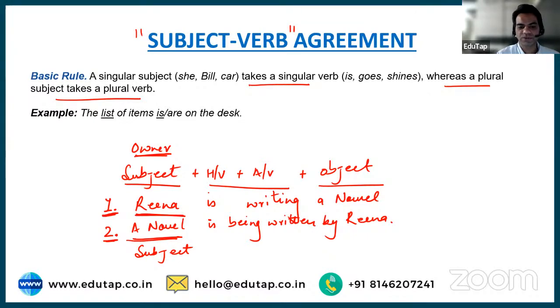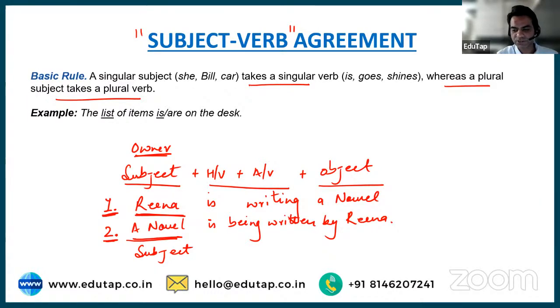Which tense are we referring to? If I'm using is, that shows that I'm referring to a present tense. If I had written Reena was, then it would have referred to a past tense, right? And if I had written will be, it would have been referring to future tense.